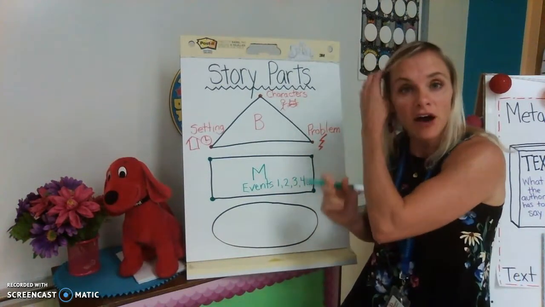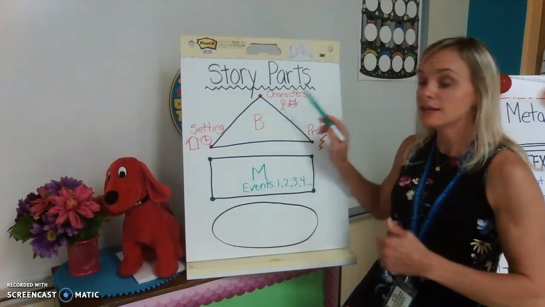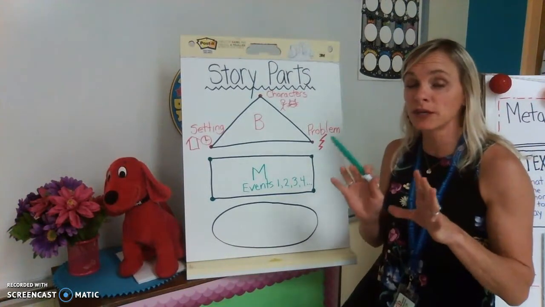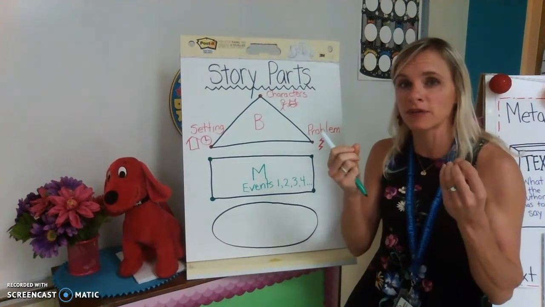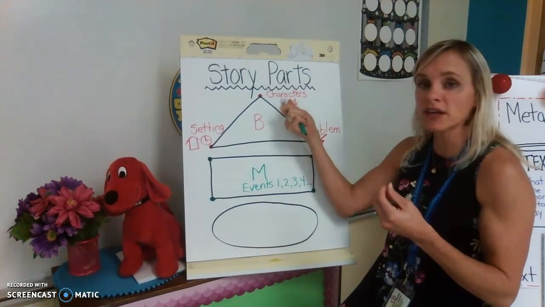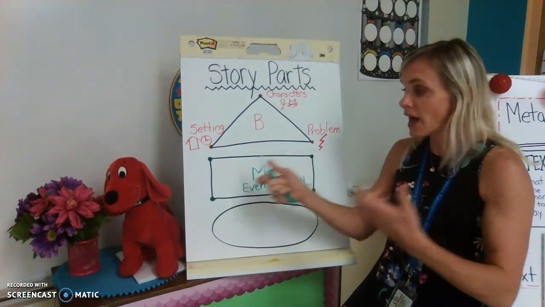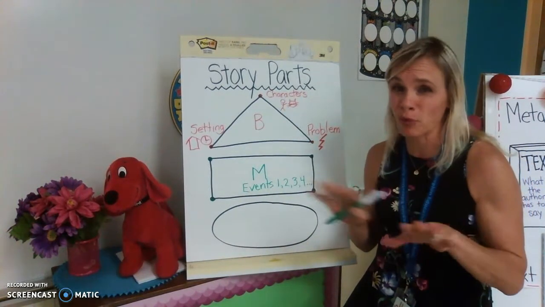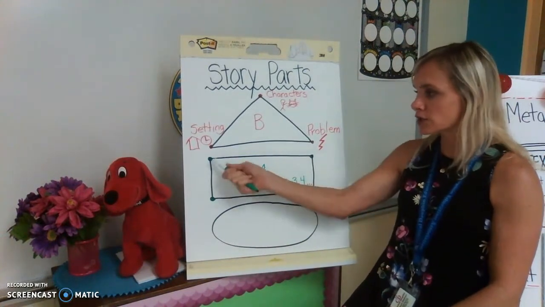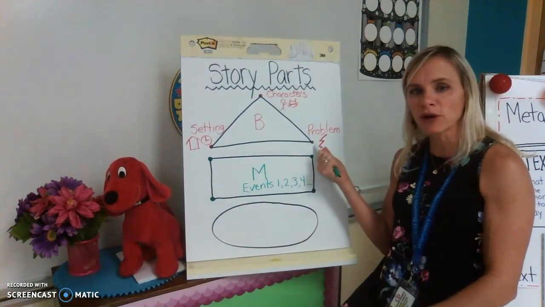Now your events are things that the character does to solve the problem. Okay? So you do need to make sure as a reader when you are thinking about the events, you're only thinking about the ones that help the character solve this problem. A lot of things happen in the book that aren't important. The important ones are what is the character doing first, maybe next, then last to solve this problem.